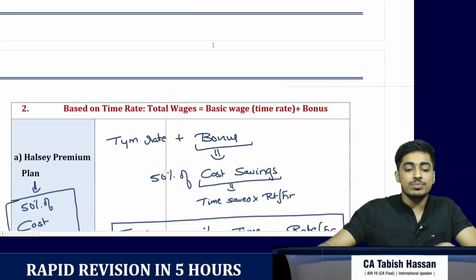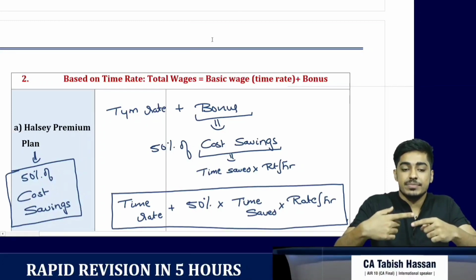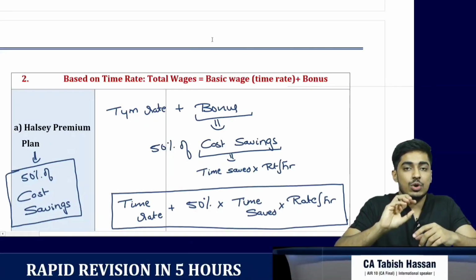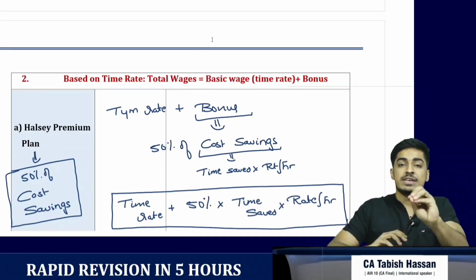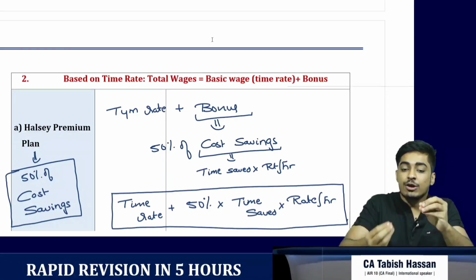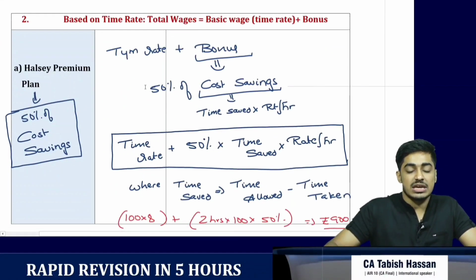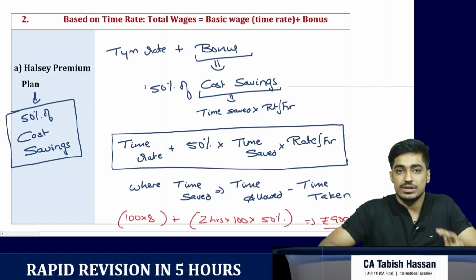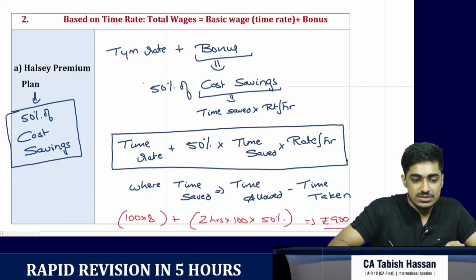So now let's come to Halsey and Rowan. Here the wage payment is based on time rate. So how are we paying the employees? We are giving him the basic wages as per the time he is working, and also we are giving him some bonus. So in Halsey, how are we paying him the bonus? We are paying 50% of cost savings as a bonus.